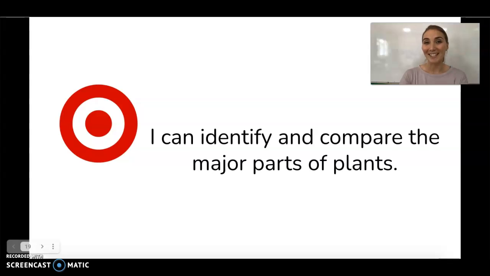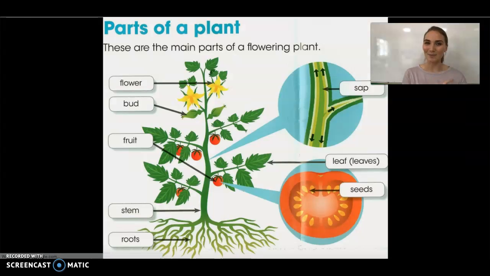Hello, scientists. Our target skill for today is I can identify and compare the major parts of plants. Let's take a look together.